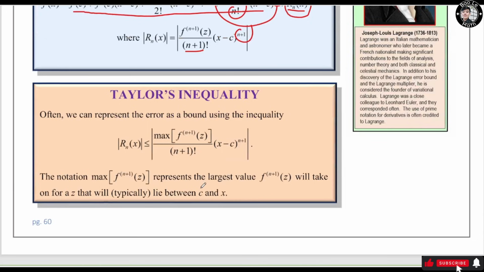Now, Taylor's inequality. We represent the error as a bound using an inequality. It's exactly the same thing as this expression right here; we just replace the equal sign with a less-than-or-equal inequality. The notation max of the n plus 1 derivative of f represents the largest value the n plus 1 derivative of f will take on for a value that lies between c and x.